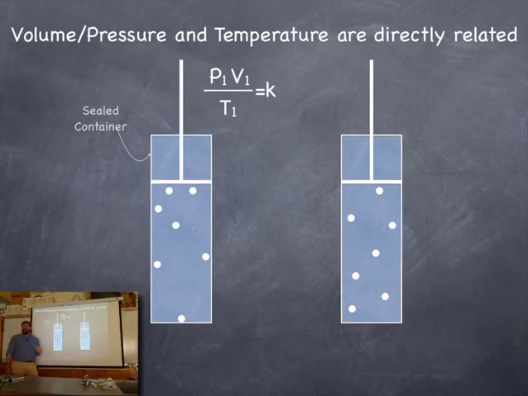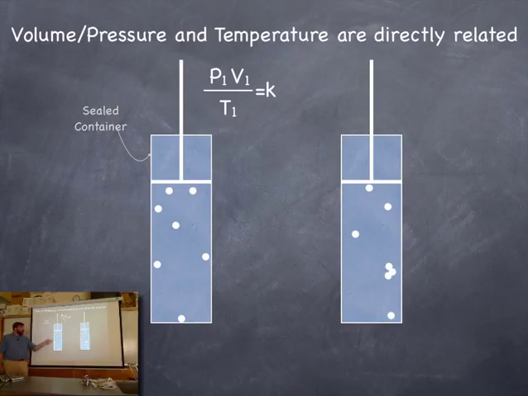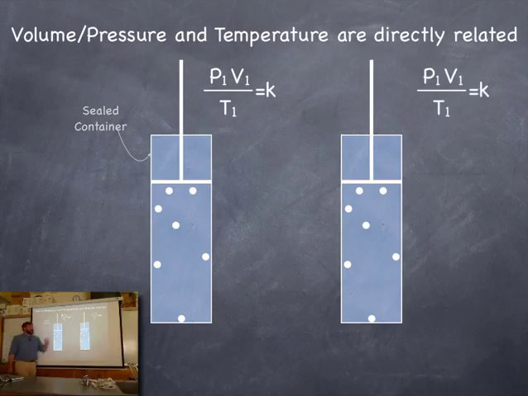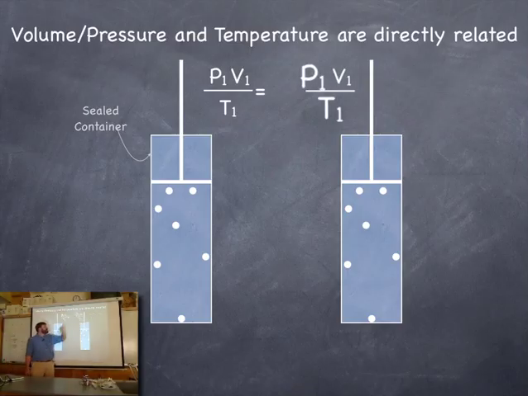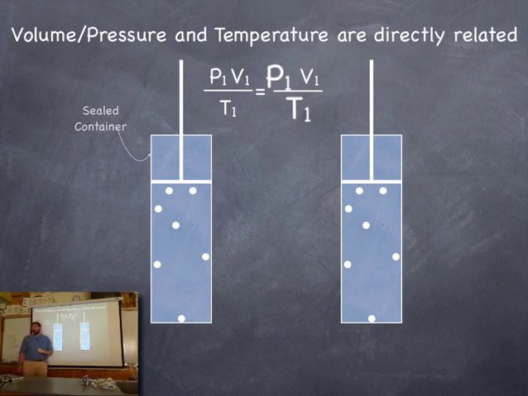What happens to the particles if I heat them up? They move around faster. They bounce around. They hit the sides of the container more often. They hit it harder. They increase the pressure. If temperature goes up, pressure goes up to compensate at fixed volume.